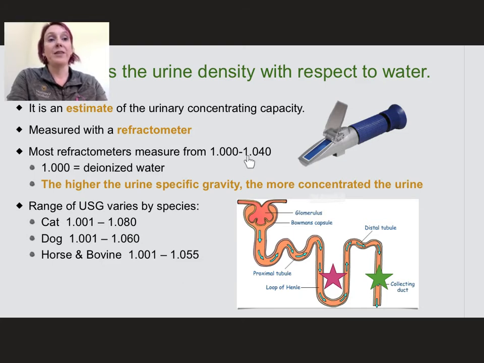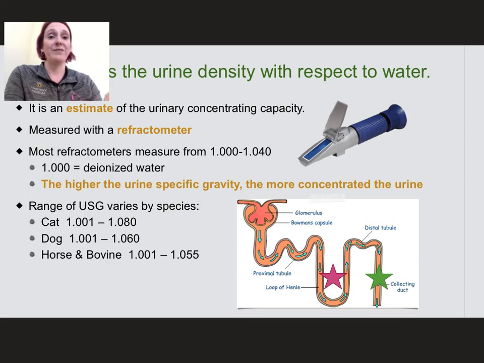Just be careful knowing that the decimal place falls right after that one. It takes a little getting used to, but that's the lingo. So most refractometers measure up to 1040, and if it's greater than that, we know it's super well concentrated. Some of them will go up a little bit higher than that.